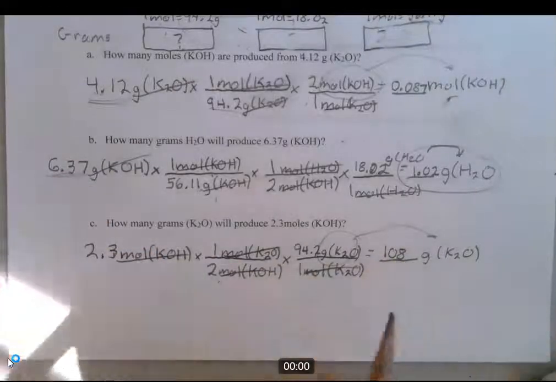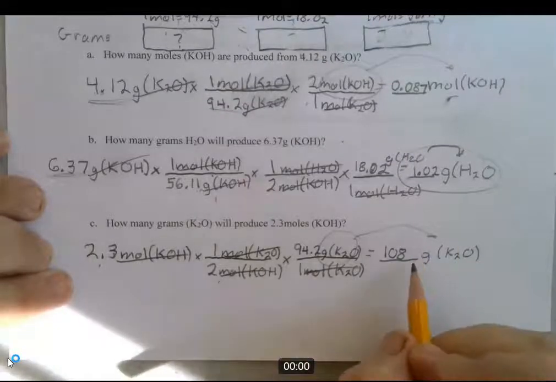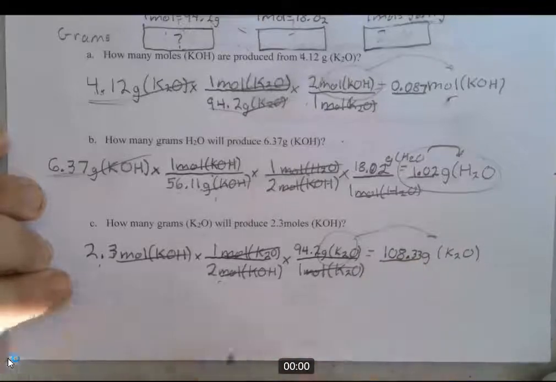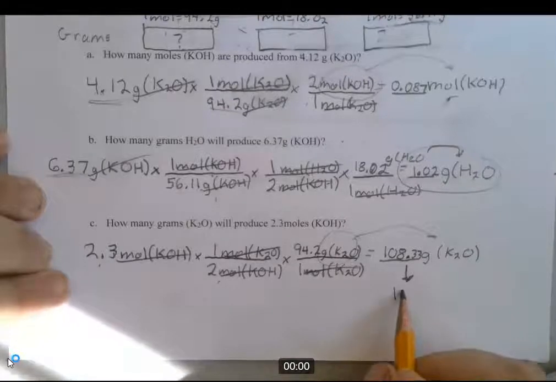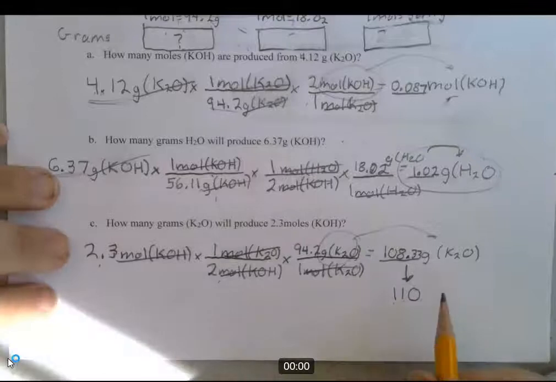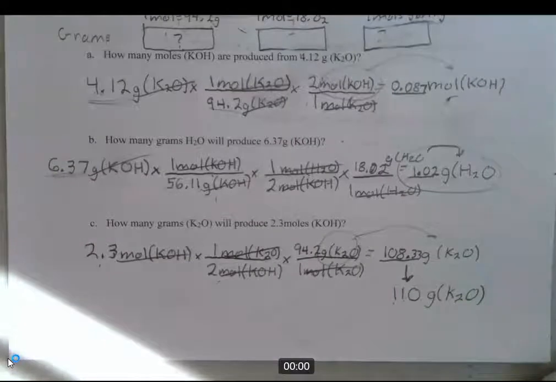But we're limited to 2 significant figures. Okay, so I'm going to put down that number here. But if I'm limited to 2 significant figures, what's that going to be? It's going to have to be 110. That's the 2 significant figures with no decimal point there. Okay? All right, so that takes care of the review problems. Now let's get into limiting reactants.